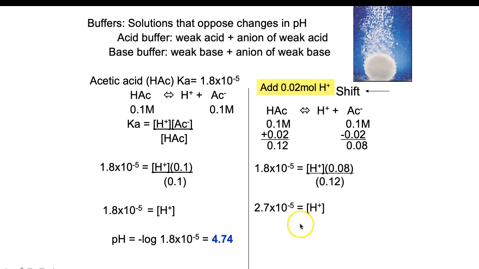So this is my hydrogen ion concentration, which I would get by multiplying 1.8 times 10 to the negative fifth by 0.12 and dividing the answer by 0.08. And now when I find the pH, you notice it did become less, as I would expect, but not a great deal less.